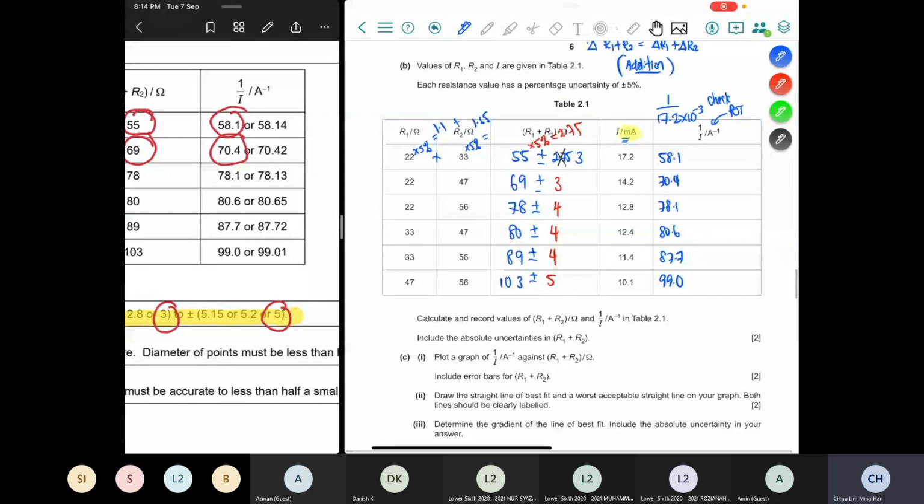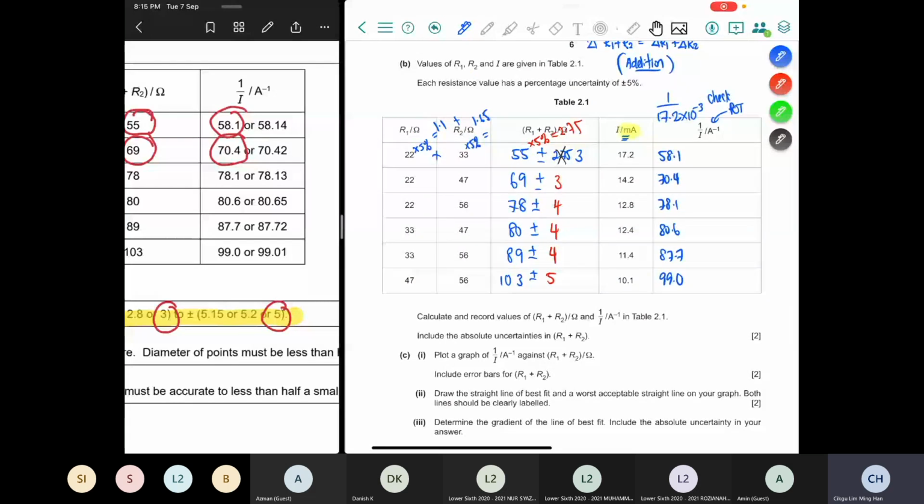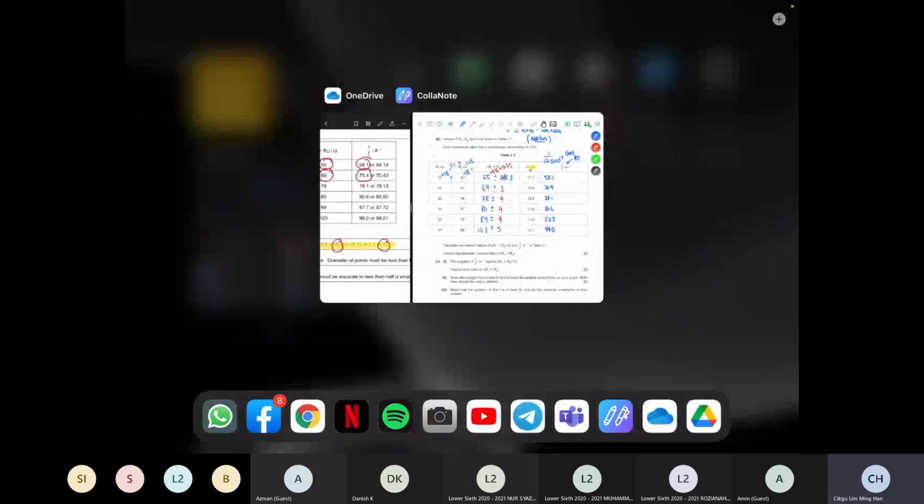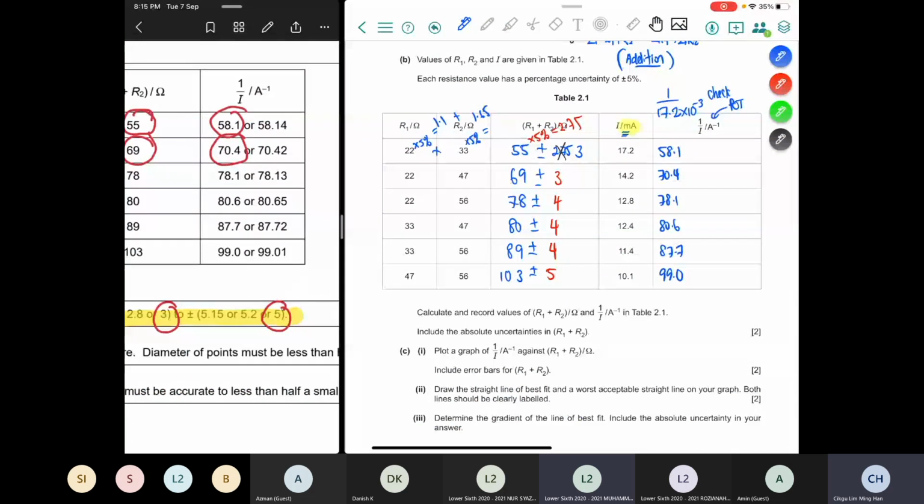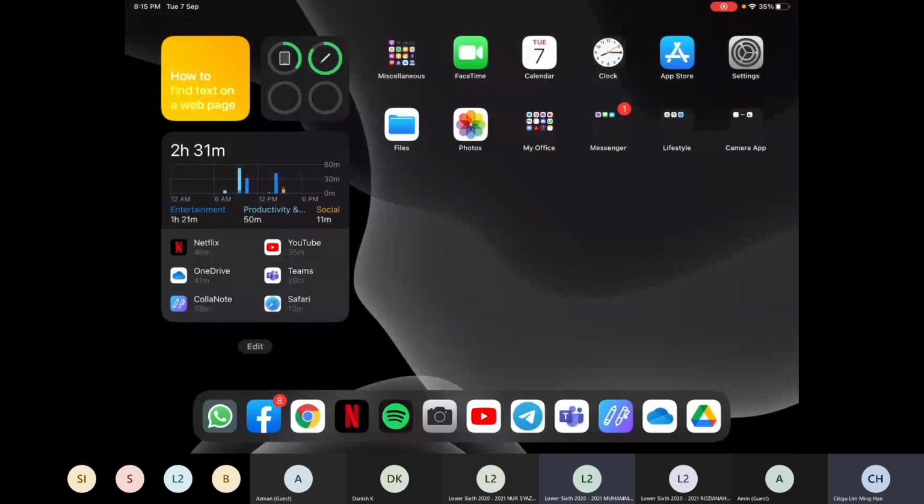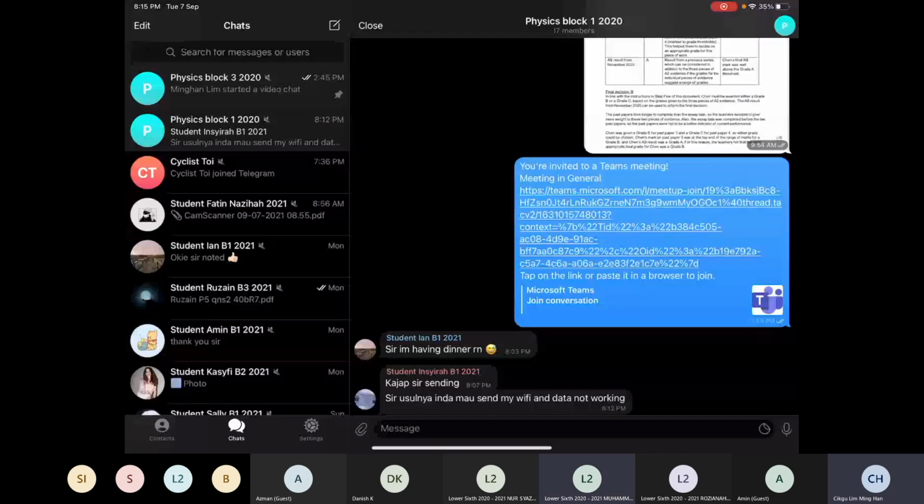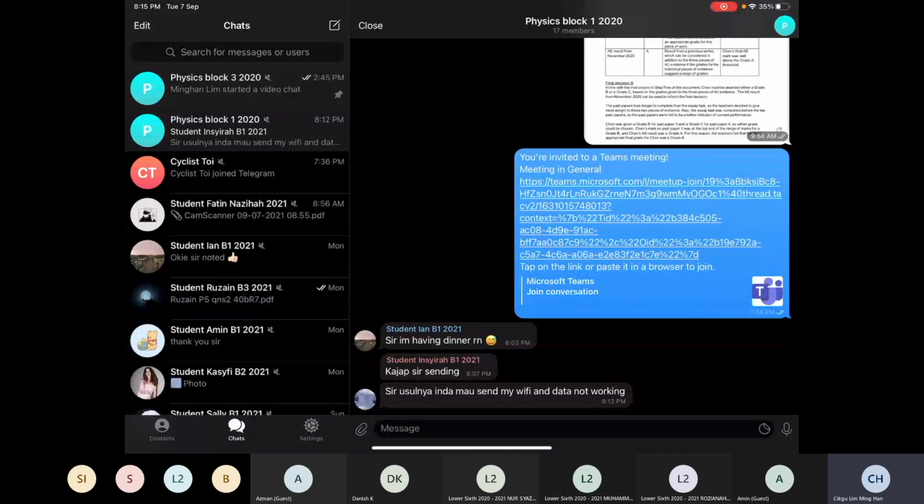But I need to wait for Insyirah's answer. So let me check the Telegram for a moment. Their wifi is slow. What about Kashwi's, can you send it, Kashwi? If it's just pictures, is that okay? PDF if possible. Okay, one moment. Or whoever has already converted to PDF, has anybody converted to PDF?